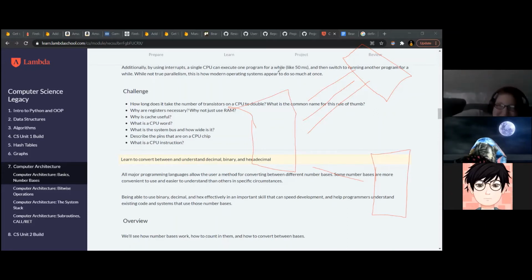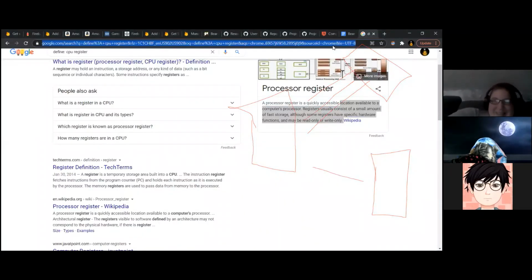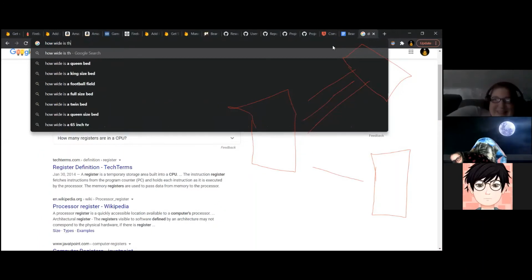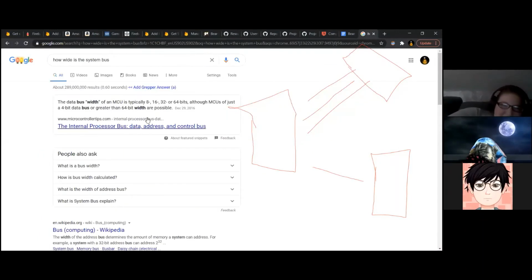This is expressed in hertz. Oh, okay. How wide is the system bus? No, how wide is the bus? Not the system, the bus. An MCU is either 8, 16, 32, or 64, although the Marvel Cinematic Universe of just a 4-bit data bus or greater, 64-bit width are possible. The Marvel what? The Marvel Cinematic Universe, the MCU.